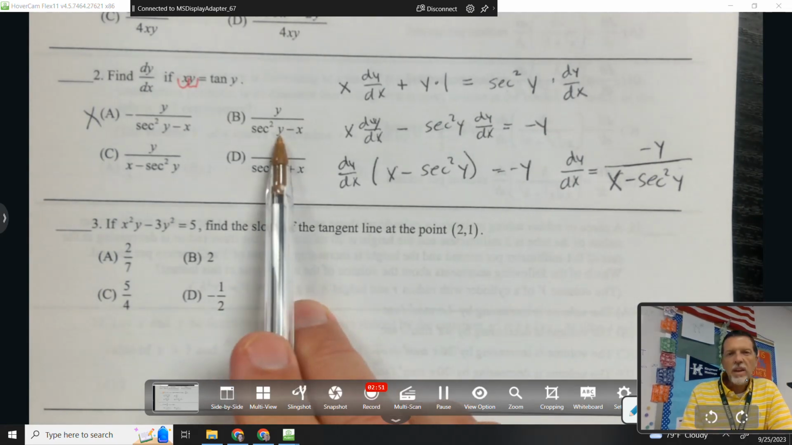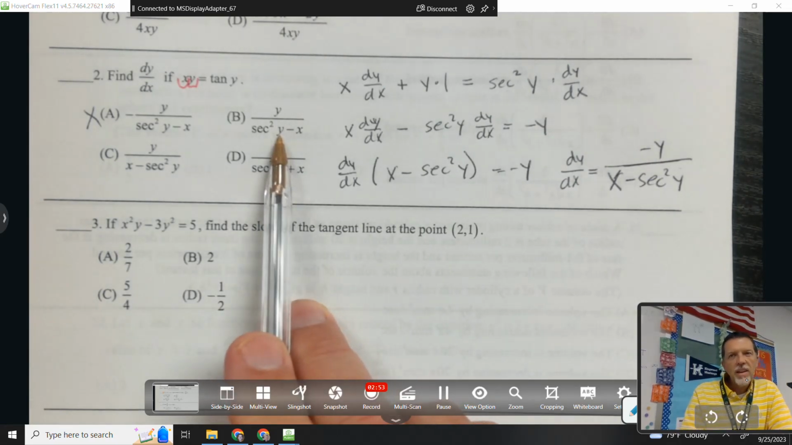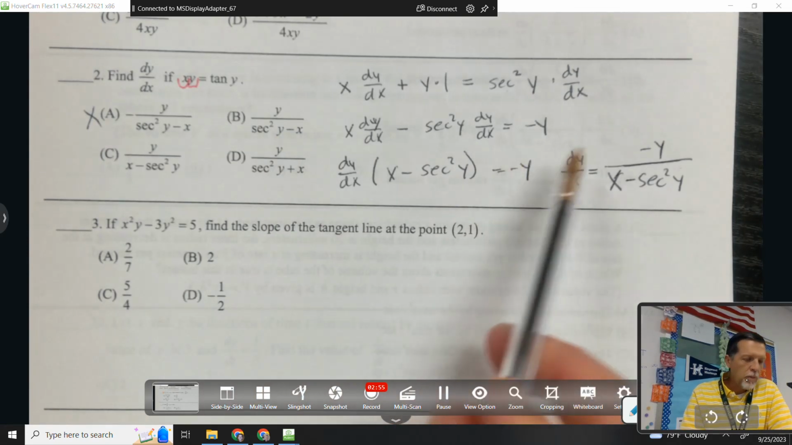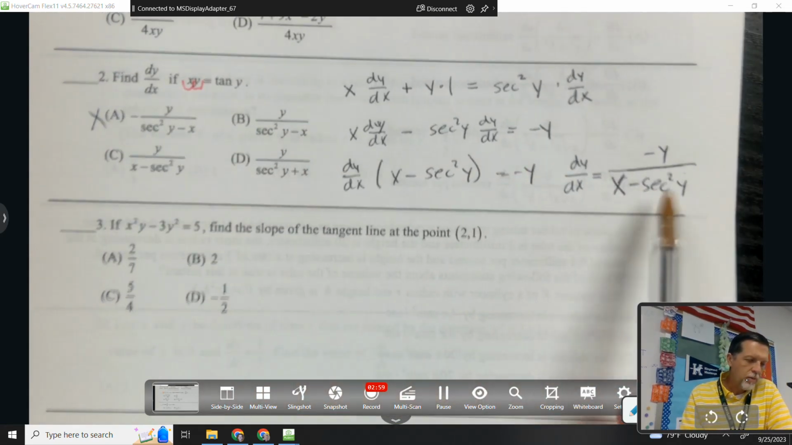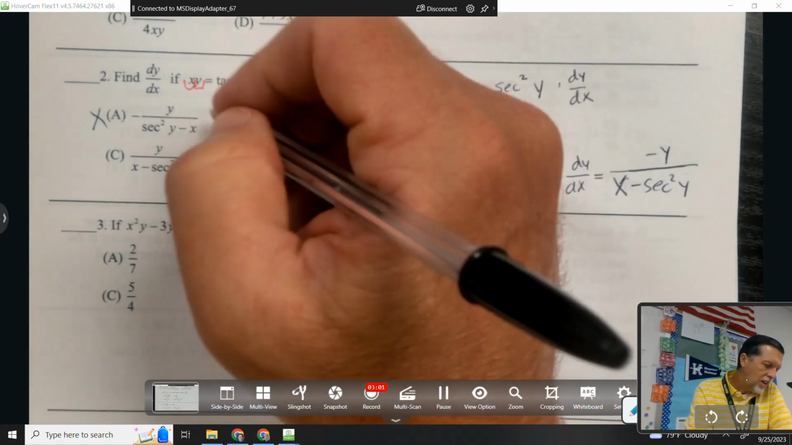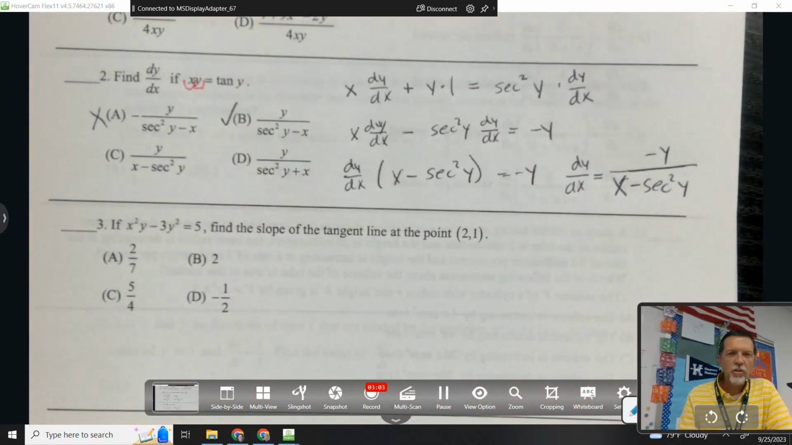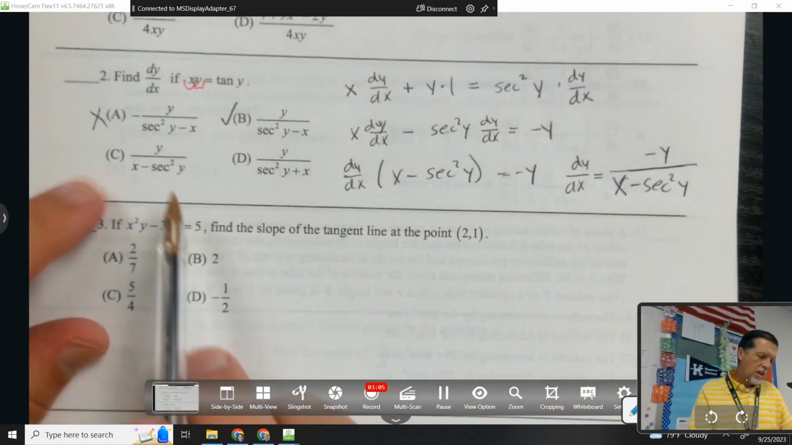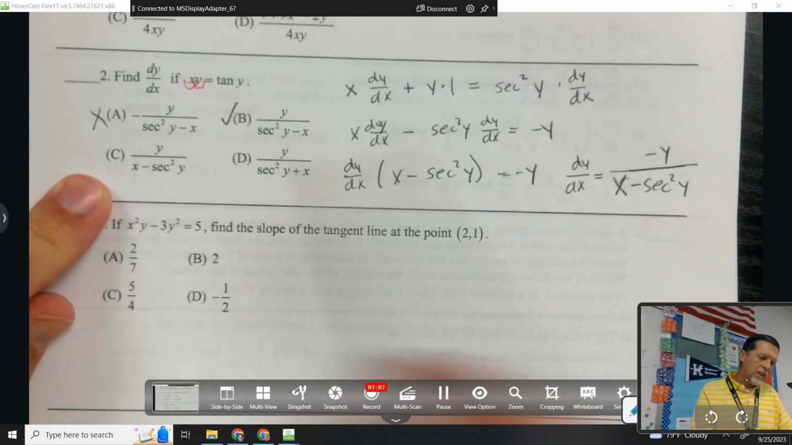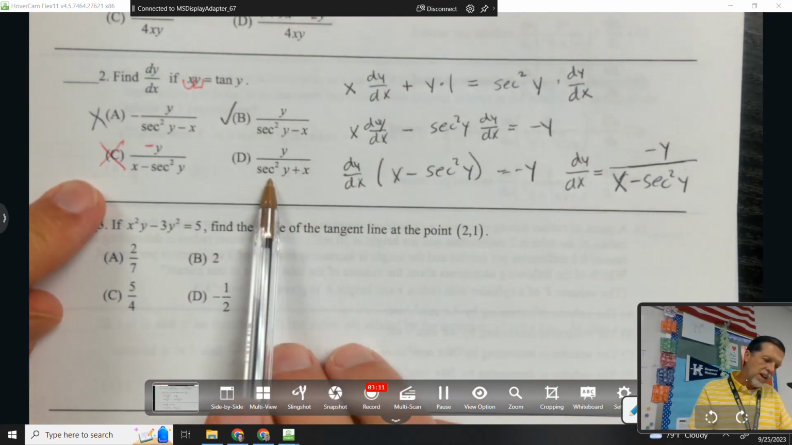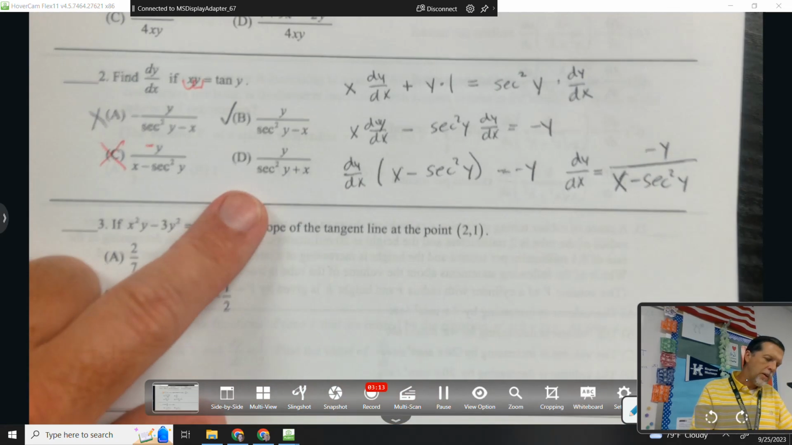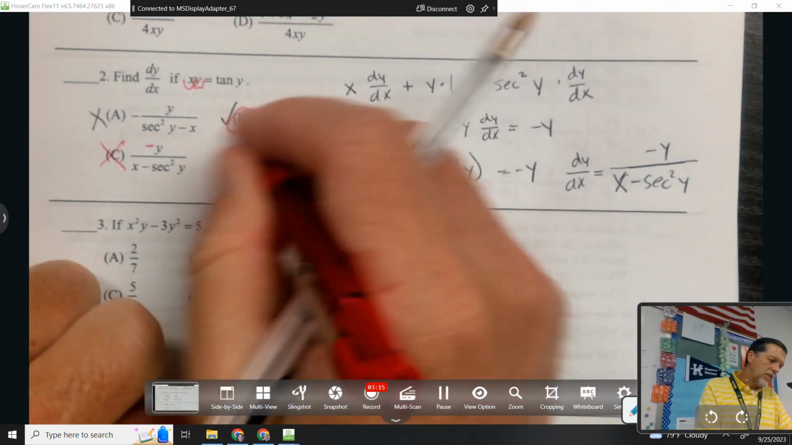What about B? If I multiply top and bottom by negative 1, it would make y positive, and it would switch those signs. So B looks good. I'm pretty sure it's B. Let's keep looking though. C is missing a negative in the top, so it's not C. D, it's plus in the bottom. That's definitely not right. So yeah, it's answer choice B.